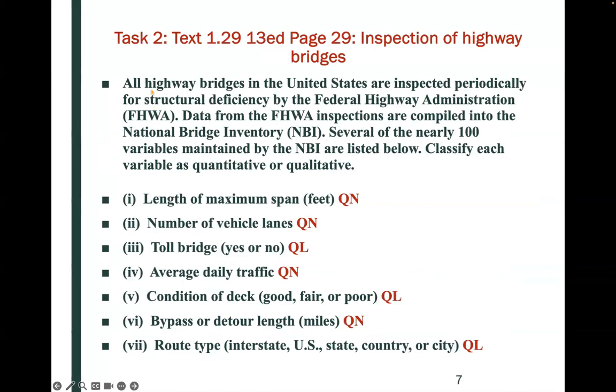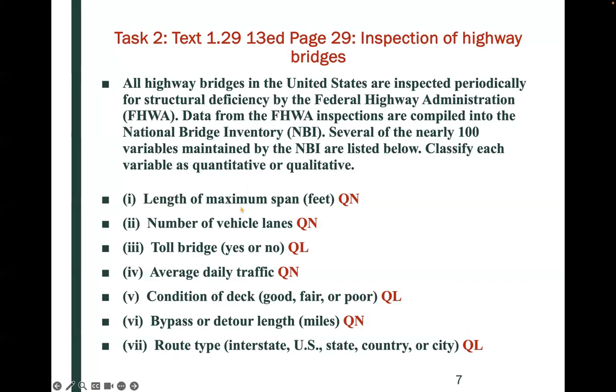Okay, so here's a new task. All highway bridges in the United States are inspected periodically for structural deficiency by the Federal Highway Administration. Data from the Federal Highway Administration inspections are compiled into the National Bridge Inventory. Several of the nearly 100 variables maintained by the National Bridge Inventory are listed below. Classify each variable as quantitative or qualitative. Quantitative deals with numbers and qualitative deals with more categories, things that are not numbers.